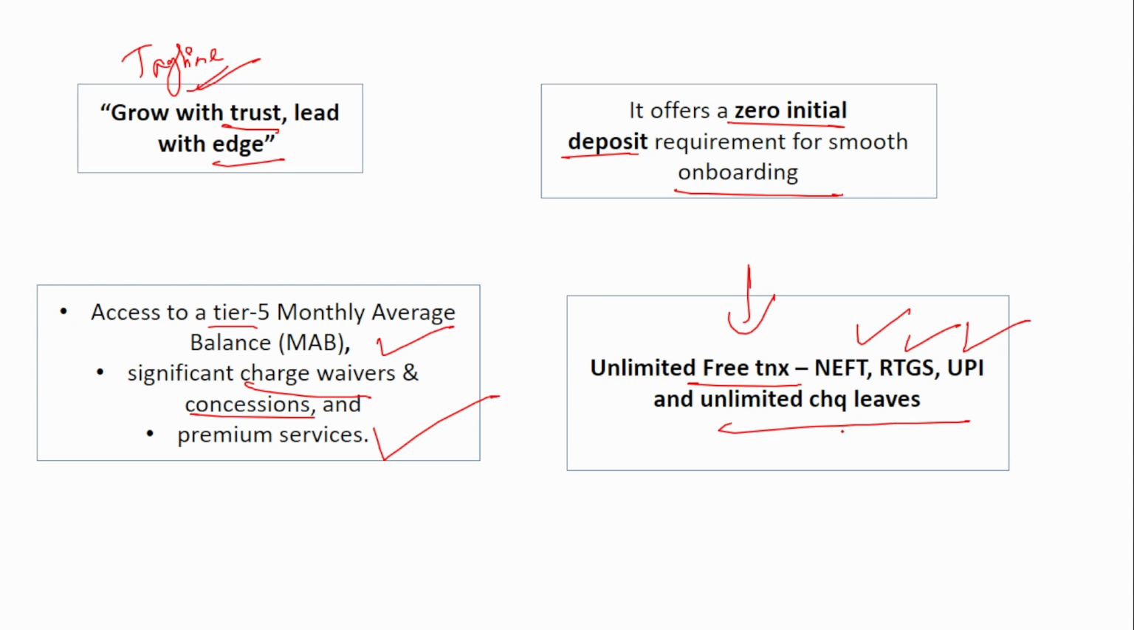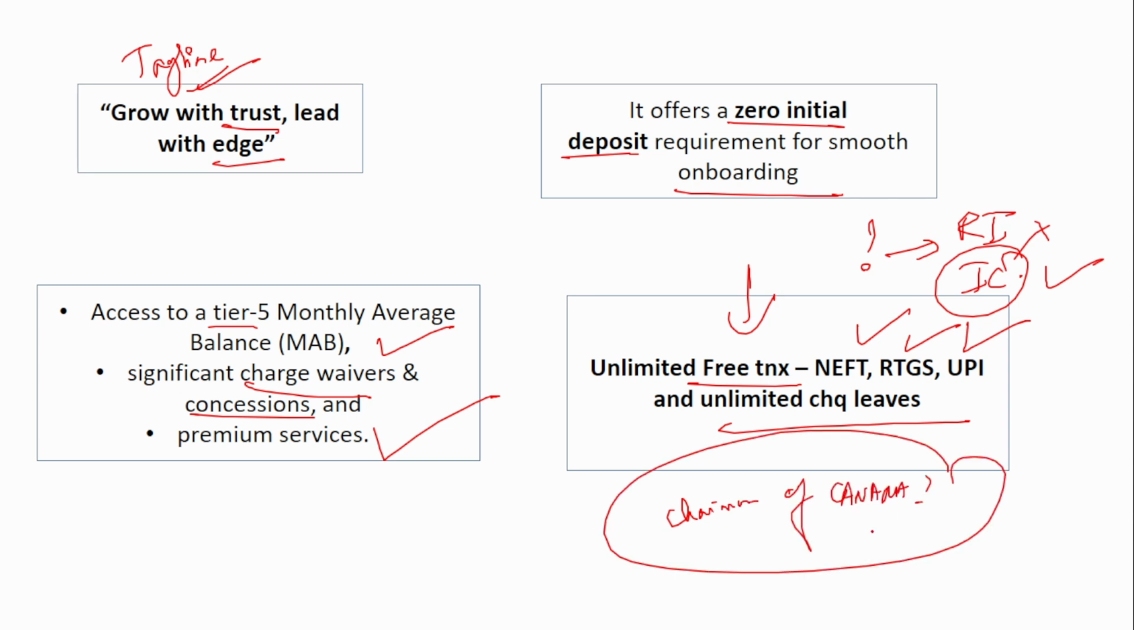Here you mainly have to remember only the product that has been launched by Canara Bank. The other details are not that important, but you have to know the product name and for whom it has been launched. It is not launched for any individual, it is launched for institutional clients. This one you have to remember. And tell me in the comment section who is the chairman of Canara Bank. Mention the answer in the comment section.